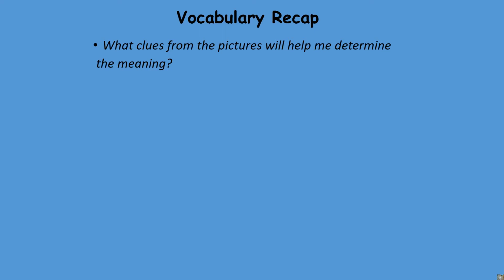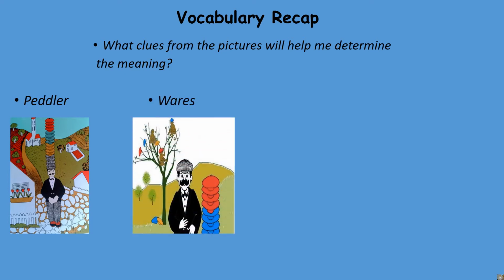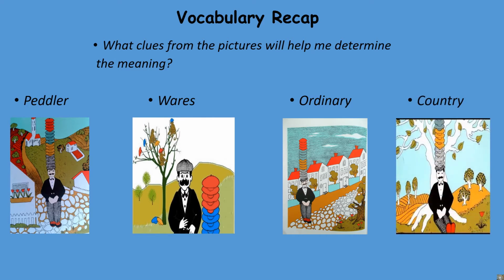Alright, our vocabulary recap from yesterday. Our question was, what clues from the pictures will help me determine the meaning? And we had 4 vocabulary words. We had peddler, which was someone who sells goods. Wares, which was the product that the peddler was selling. Ordinary is a person that is usual or normal. And country is where your setting is going to take place.